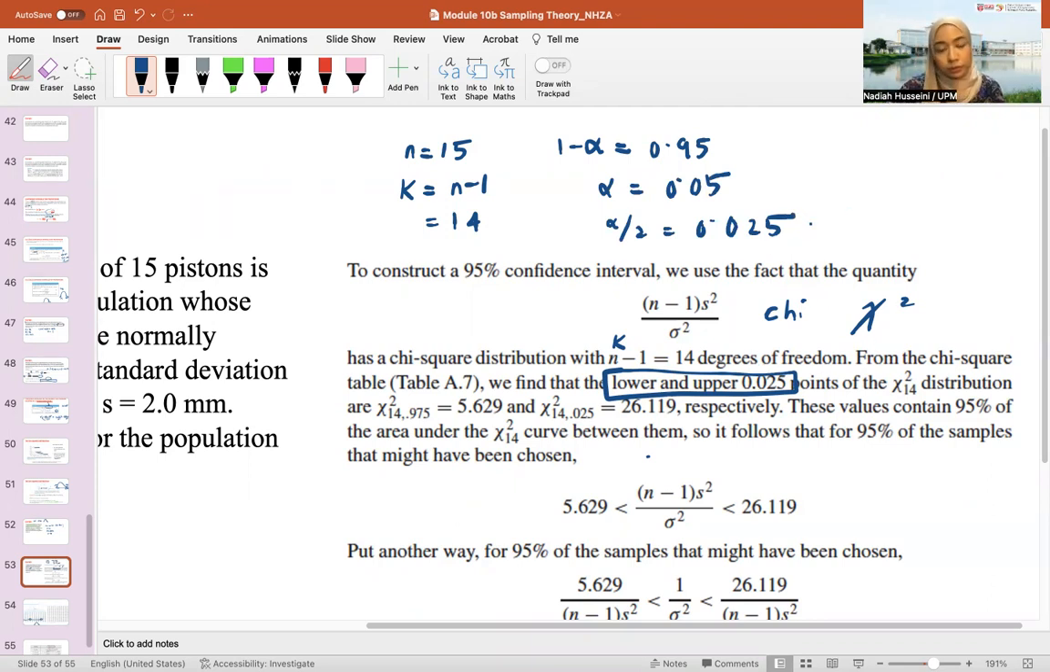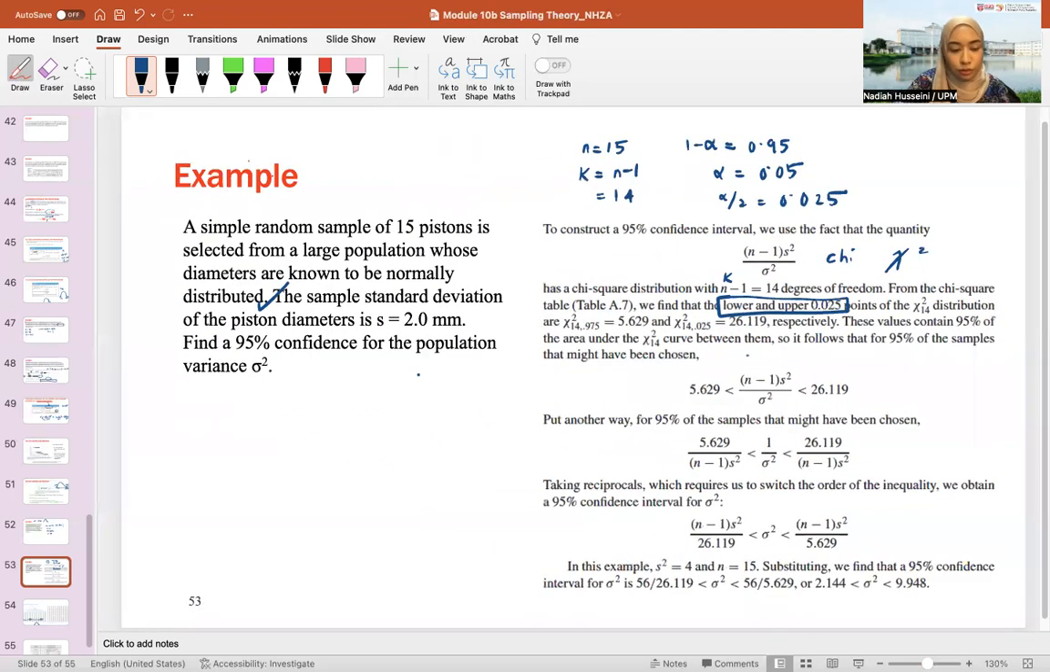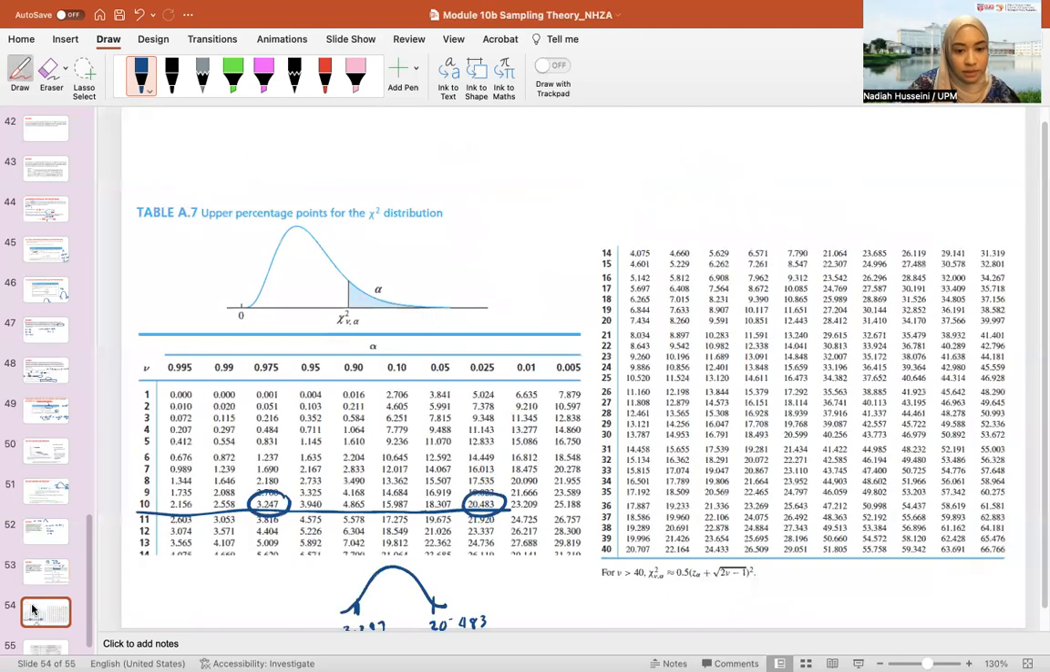Your alpha over 2 is still like the main character of the chi-square distribution. We first find the confidence coefficient, then find out what our alpha over 2 is, because this is a two-sided thing, even though it's not symmetrical. Once you find alpha over 2, you find the values for that. So let's look at our table. 0.025 upper and lower should be the same as before, 20.48 and 3.247. Sorry, the degrees of freedom is different, so it's not the same. The degrees of freedom is 14, so it's over here.